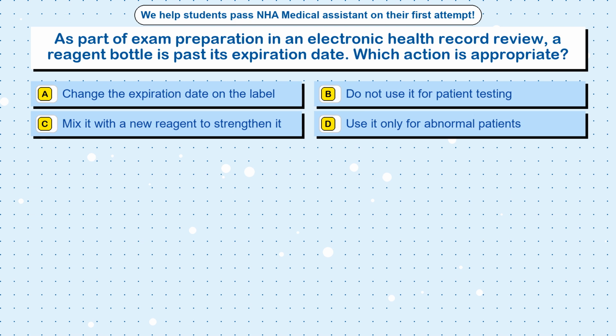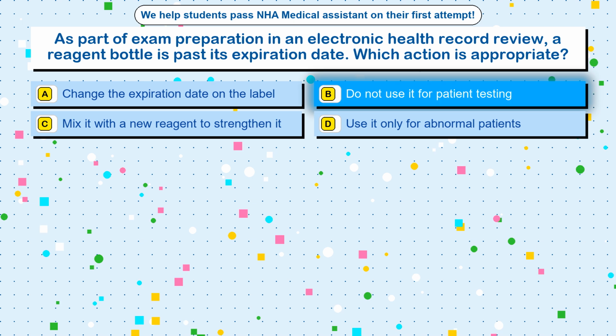Question 8. As part of exam preparation in an electronic health record review, a reagent bottle is past its expiration date. Which action is appropriate? Option A. Change the expiration date on the label. Option B. Do not use it for patient testing. Option C. Mix it with a new reagent to strengthen it. Option D. Use it only for abnormal patients. The correct answer is option B.